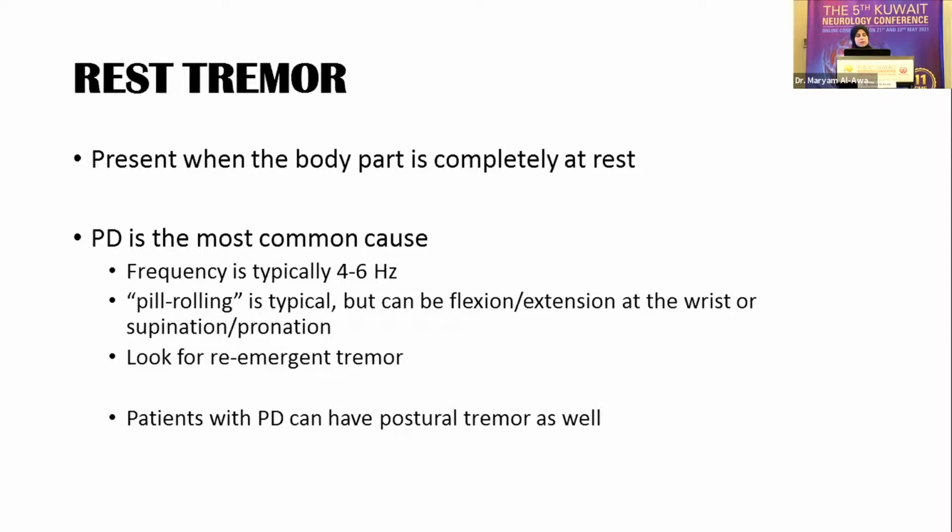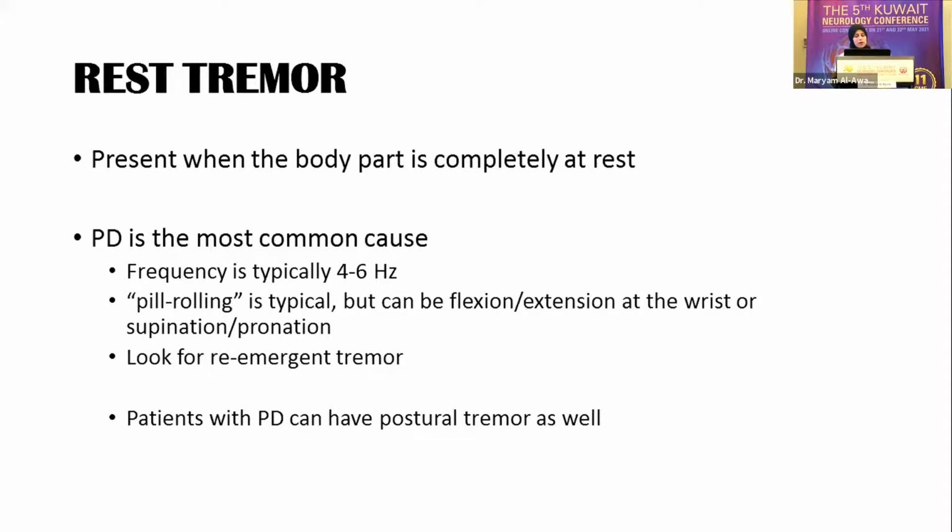Rest tremor is present when the body part is at complete repose, completely at rest. Of course, Parkinson's disease is the most common cause of rest tremor. The frequency usually ranges between 4 and 6 hertz. It is typically a pill rolling tremor. It looks as if the patient is rolling a pill between their thumb and middle finger. However, this is not necessarily the case. The tremor might be of flexion and extension at the wrist, or supination and pronation.